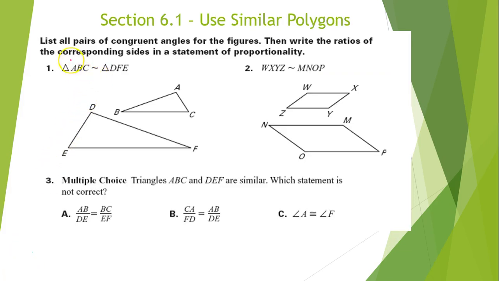For this first example, it says list all pairs of congruent angles for the figures, then write the ratios of the corresponding sides in a statement of proportionality. All right, so let's look at this first portion. List all pairs of congruent angles for the figures. Just like I said before, in this statement, this is how we're going to look at the angles. A is going to be congruent to D. B is going to be congruent to F. And then C is going to be congruent to E.